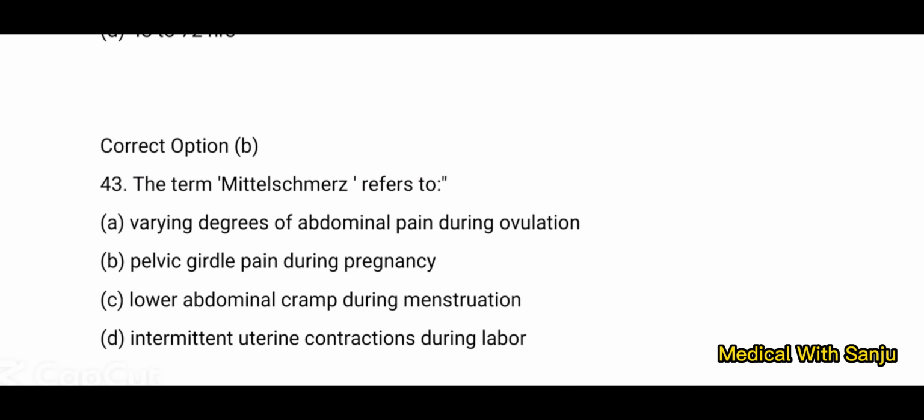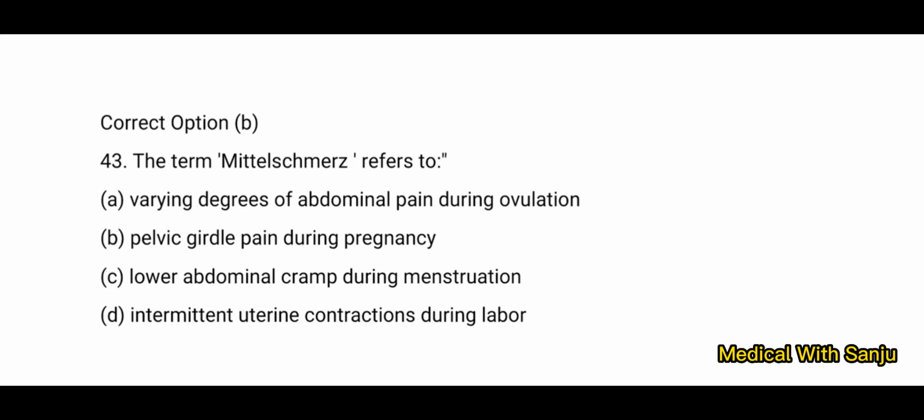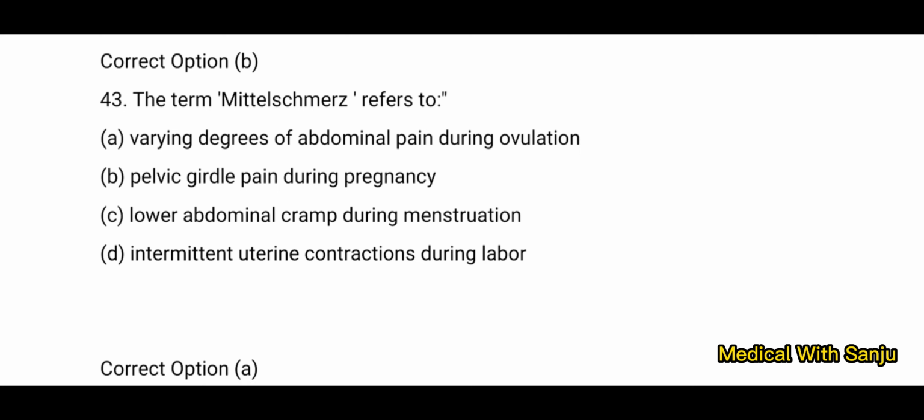Question number 43. The term Mittelschmerz refers to option A. Varying degree of abdominal pain during ovulation, option B. Pelvic girdle pain during pregnancy, option C. Lower abdominal cramp during menstruation, and option D. Intermittent uterine contraction during labor. Mittelschmerz means varying degree of abdominal pain during ovulation.